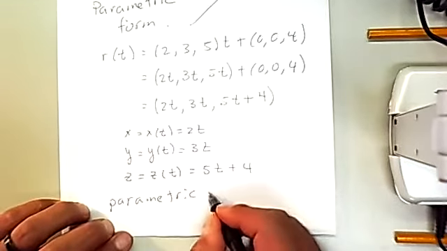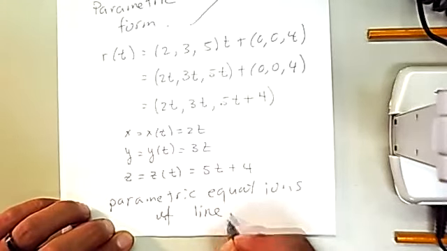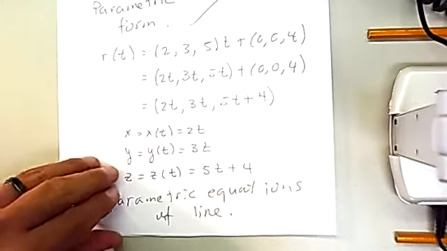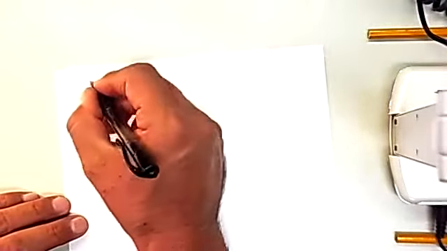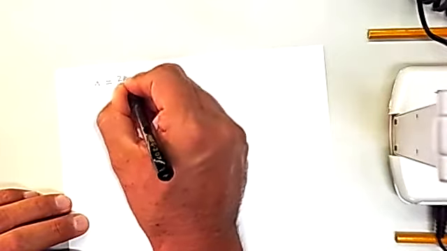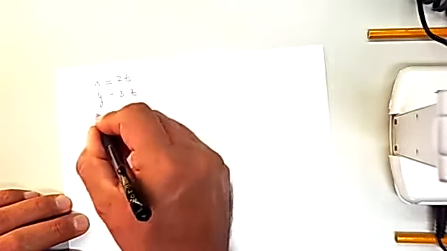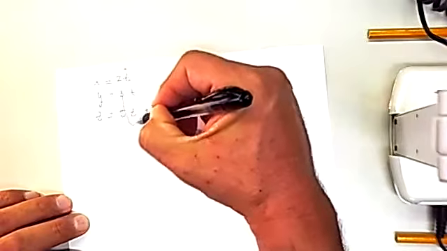Parametric equations of line. Okay. One of the problems with parametric equations is that there are many, many ways to write a set of parametric equations for the same exact line, the same graph. Let me give you some examples. Well, the same example, but let me change the line. If you have x equals 2t, y equals 3t, and z equals 5t plus 4, the parameter is this t.